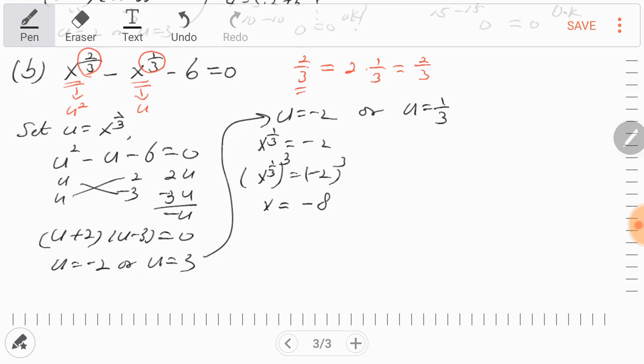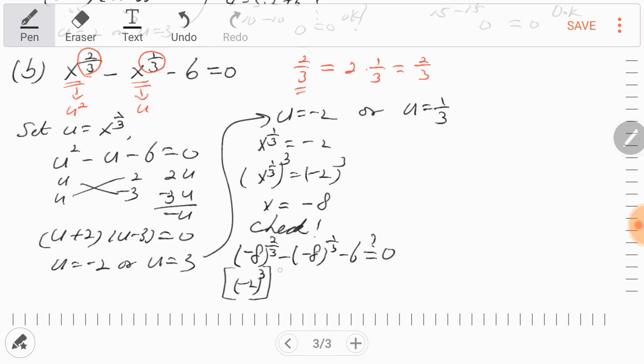And then let's check. You know, this takes time, huh? So in the original equation, x is negative 8. Negative 8 raised to the 2/3 power minus negative 8 to the 1/3 power minus 6. Is it equal to 0? We don't know yet. And negative 8 is negative 2 cubed, right? Negative 2 cubed raised to the 2/3 power.